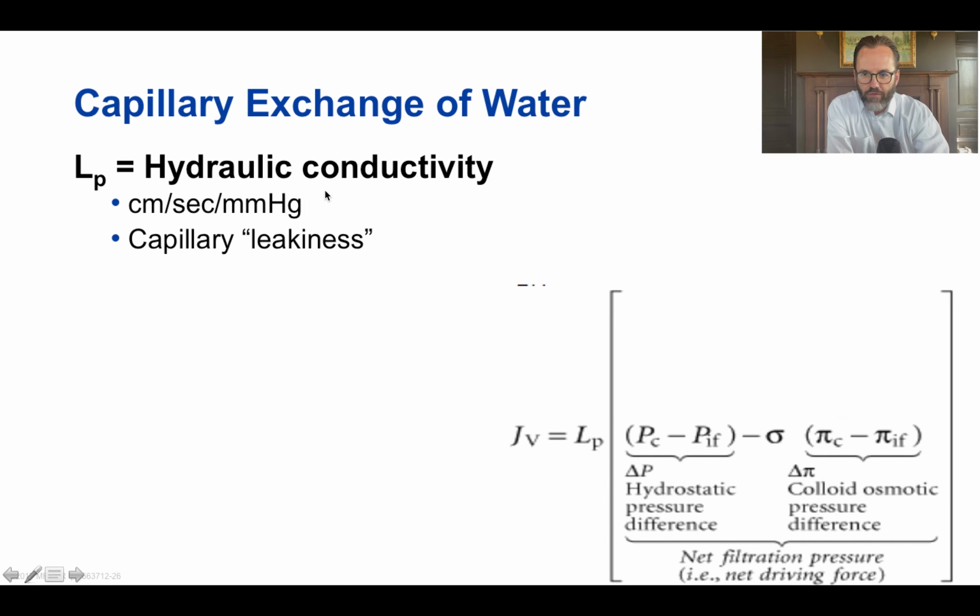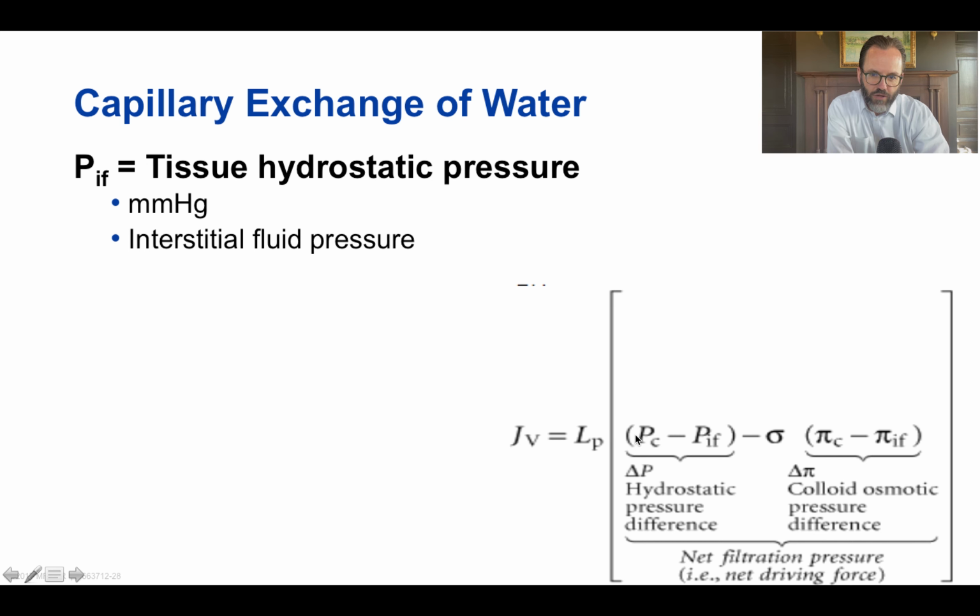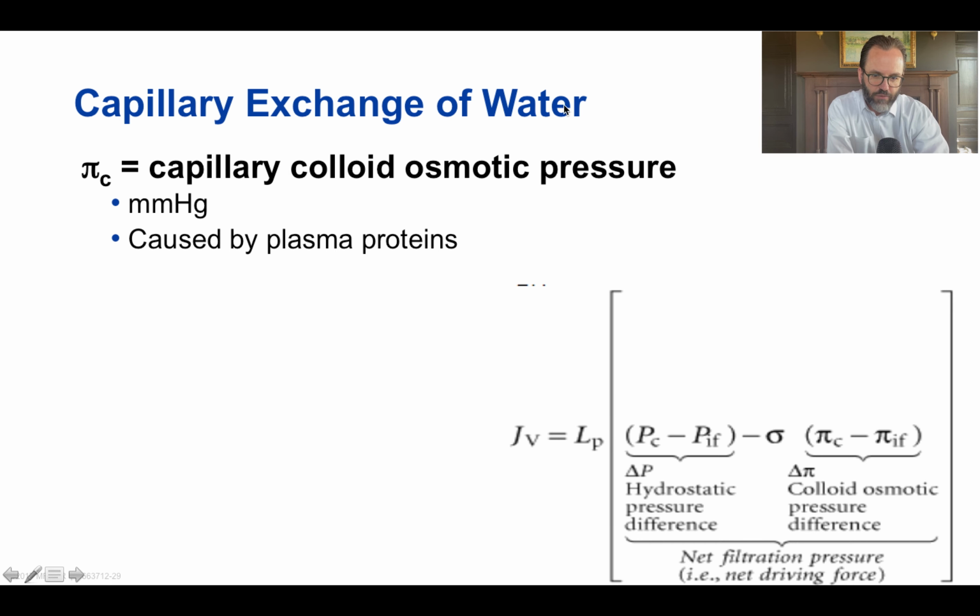And what we have as defining characteristics of this equation would be L sub P, which is the hydraulic conductivity, or a measure of capillary leakiness for that given bed or that given region of interest. The capillary hydrostatic pressure, or the P sub C, so capillary pressure, that's in millimeters of mercury, really depicting intravascular capillary pressure, or upstream driving pressure from the hydrostatic pressure difference. We've got an interstitial fluid hydrostatic pressure, or P sub IF. And so again, that is the downstream interstitial fluid pressure. So that difference between inside the vessel and outside the vessel being that hydrostatic pressure difference.